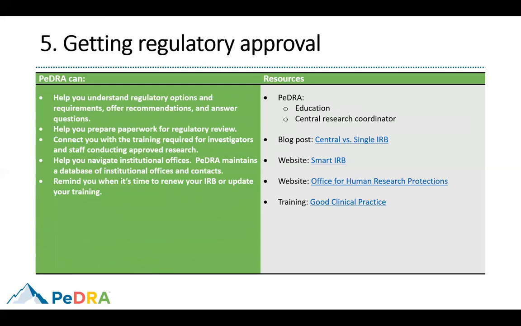Getting regulatory approval can be a lot of work. I think anyone who's gone through that can say that can often be the case. PeDRA is here to help with this, and this is something we've been able to help a number of investigators with in the last couple of years, which I'm happy to say. But when it comes time to understand what type of approval you might need, whether you're doing human-based or animal-based research, whether your study is interventional or observational, it's a retrospective study, it's a survey.